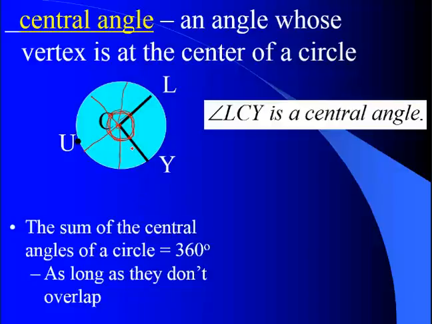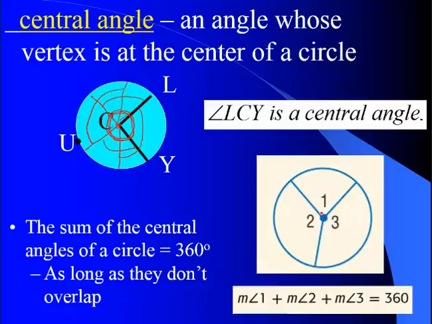Okay. So each individual angle, these small angles. I couldn't do this angle and then this angle. See the overlap there? This big angle with this big angle. I couldn't do that because there's an overlap here. But as long as they are just side by side and don't overlap, their sum is going to be 360. So in this picture, angle 1 plus angle 2 plus angle 3 is going to be 360 degrees.